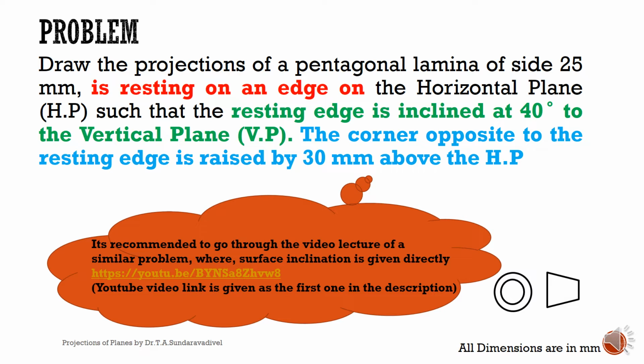Actually, a similar kind of problem is given as a worked out example in the below mentioned video link, YouTube link, and the link is also given in the description. You can go directly and view that. The only difference between this problem and that one is that there the surface inclination is given to the lamina, but here instead of surface inclination the edge is raised by 30 mm. This sort of data is given.